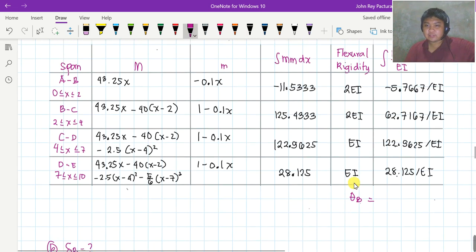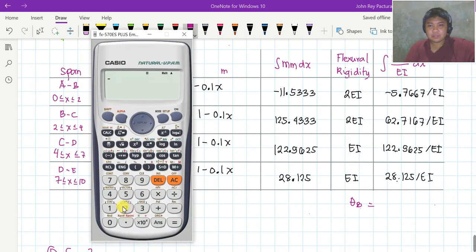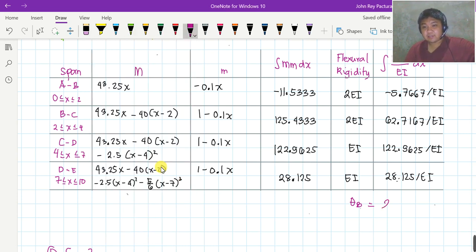you just add these values. Okay, so by simple addition, 5.7667 plus 62.7167 plus 122.9625 plus 28.125, our answer is 208.0375. And therefore, since it is positive, class, it means my initial assumption was right that the slope is clockwise. So that is 208.0375 clockwise.